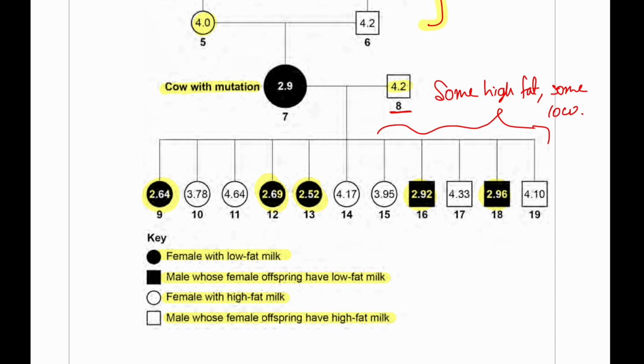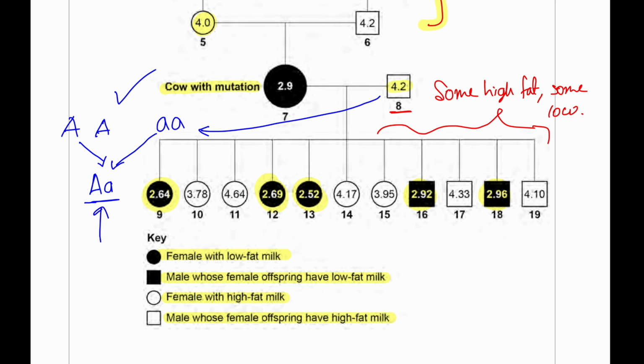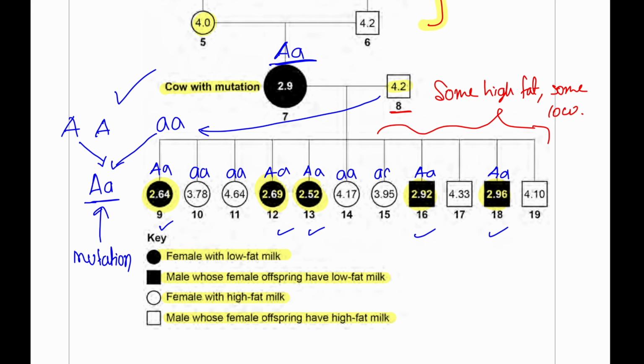So if this particular cow with the mutation was dominant homozygous, and this organism, since it is already given by the information, is recessive homozygous, the resulting offspring would all have the mutation. So this organism must be heterozygous, because only a few of the offspring have the mutation. So they are all heterozygous, whereas being homozygous means high milk fat production.